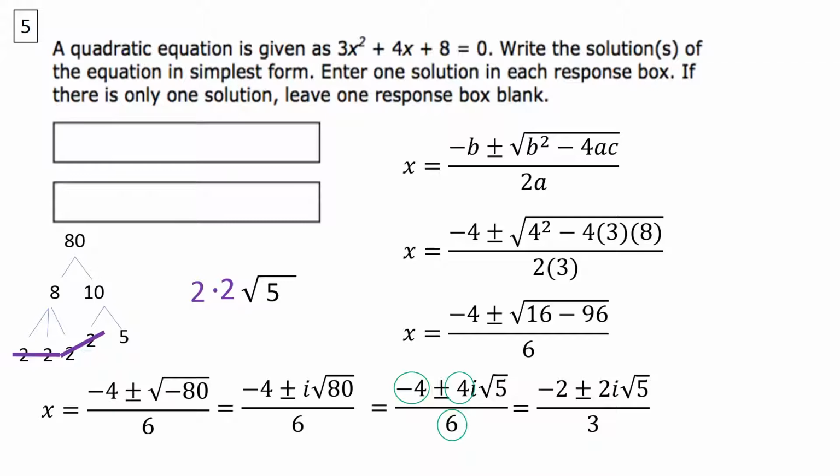Now that's one answer, right? Well, no, it's 2 answers. We've got 2 boxes. We need to put 1 answer in each box. So it's 2 answers because of that plus or minus. The plus goes in one box. So negative 2 plus 2i square root of 5 over 3. And the minus goes in the other box. Negative 2 minus 2i square root of 5 over 3.